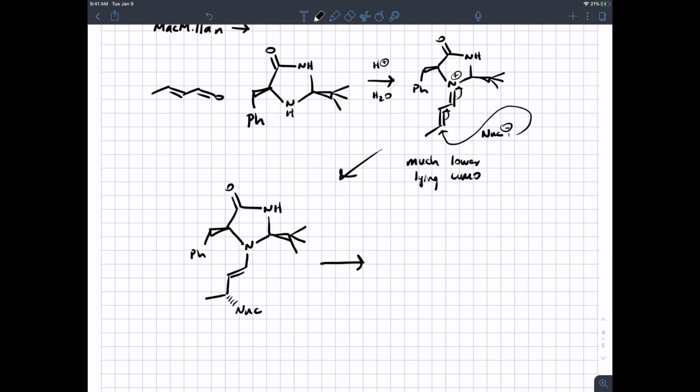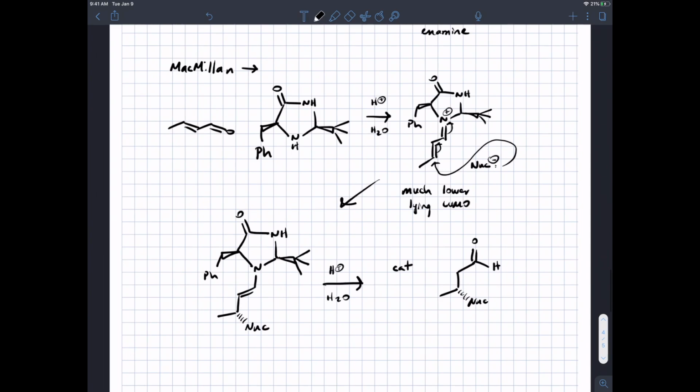And then with again, the existing acid and water that's present in solution, you can regenerate the catalyst. And now you've just installed a nucleophile at the beta carbon. And you've got back your aldehyde. And there are lots of examples of this.